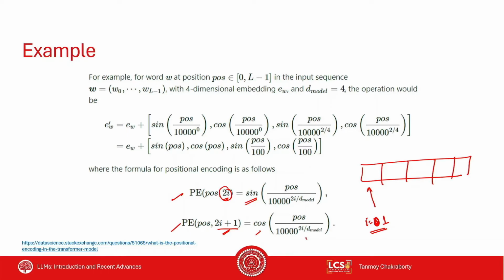The frequency is the same. This will be determined by sine, and this will be determined by cosine, right? If i goes to 0, then this will be sine, and i equals 0 means 2i plus 1 will be 1, right? So this will be cosine. So the first element will be determined by sine, the second will be cosine, third by sine, fourth by cosine, and so on and so forth.